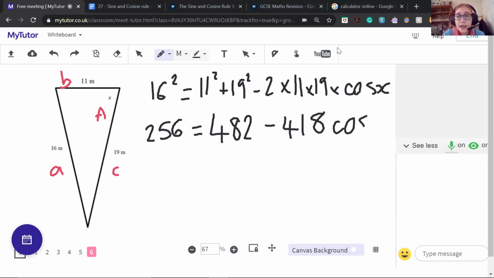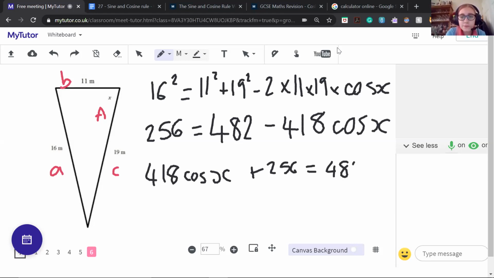Cos x. And see again how this is nicer. We've got rid of all of that horrible looking arithmetic parts. Then what I would do is I would add 418 cos x to both sides. This just means that we've got our cos x that we're dealing with on the left, and that often leads to a lot less confusion. So we're just going to get 418 cos x plus 256 equals 482.